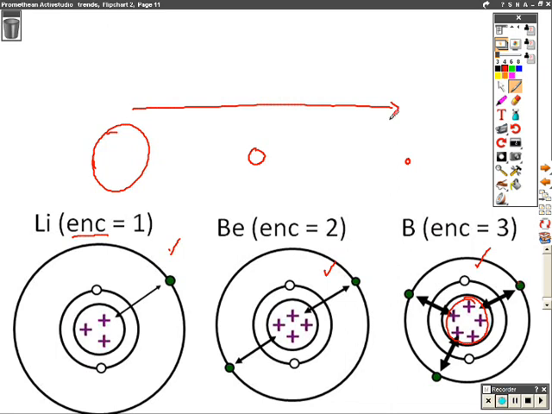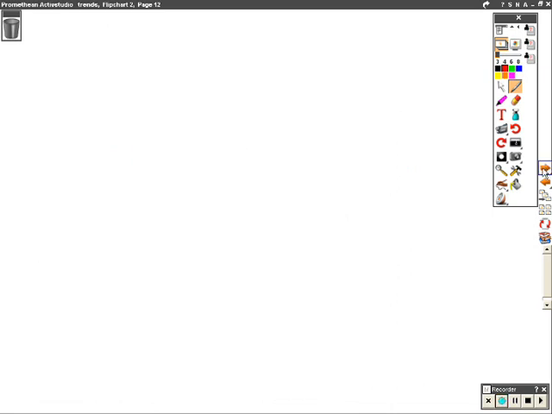Okay? So that's kind of what we talked about in class as far as electronegativity and ionization energy. You need to be sure that you know those trends really well. I have a worksheet for you to look at.